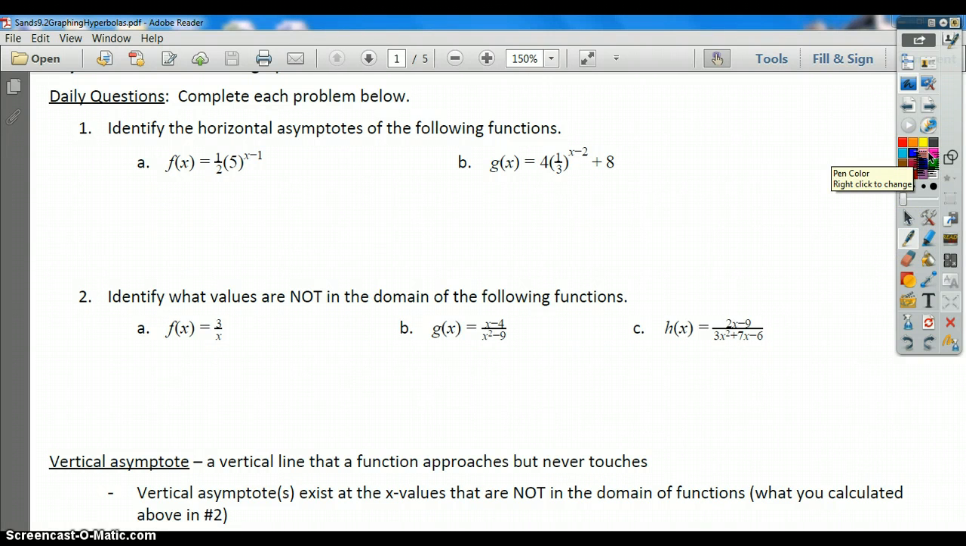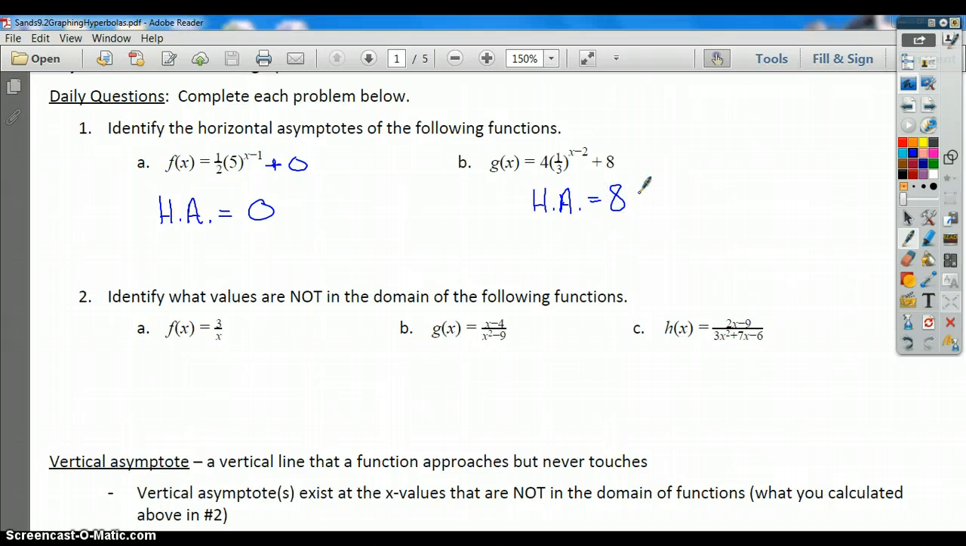So identify the horizontal asymptotes of the following functions. This shouldn't be too bad. You've had a lot of practice. Remember, horizontal asymptotes are whatever we're adding or subtracting on the end. This would be growth. You're starting at a half. And so your horizontal asymptote here will be 0. In B, horizontal asymptote would be plus 8, so we're looking at positive 8.